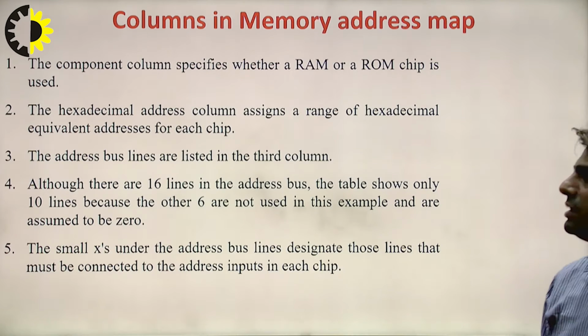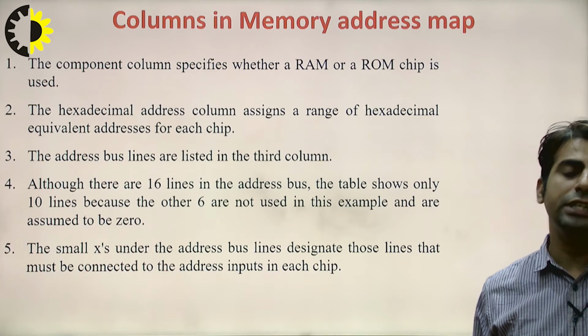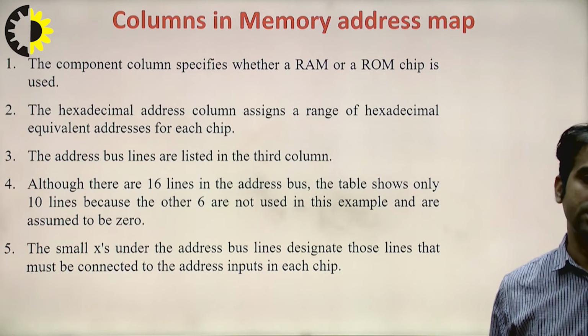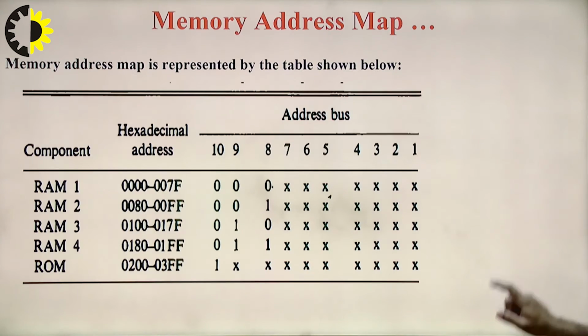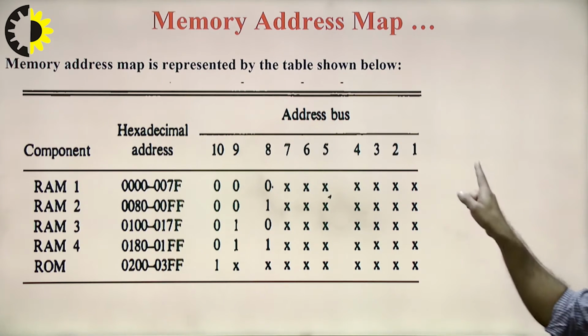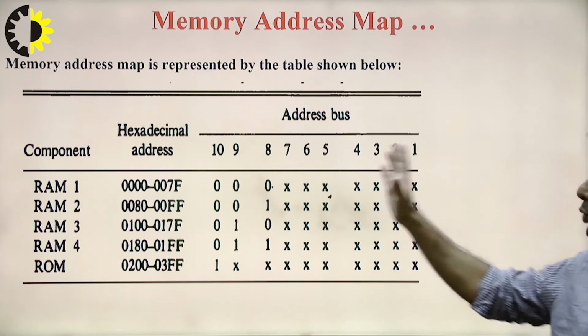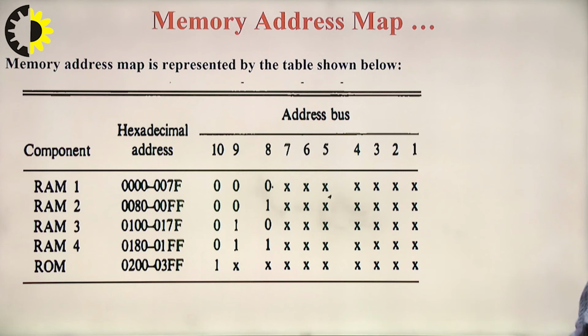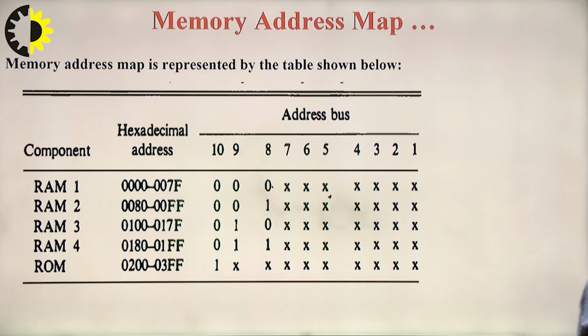Second is the hexadecimal address column that specifies a range of hexadecimal equivalent addresses for each chip. That means each chip will have separate addresses. Third one is the address bus lines. This particular memory address map is representing 10 address bus lines. In general, we have 16 lines, but for this example, we require only 10. In the rest of the 16, the values will be zeros.